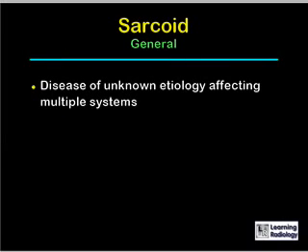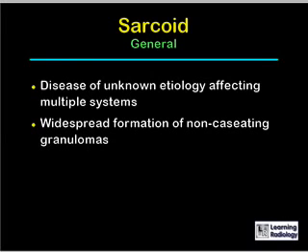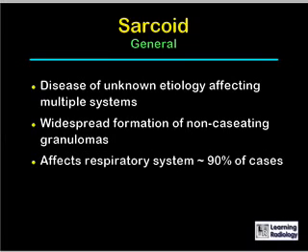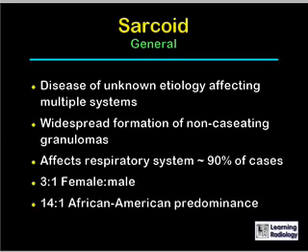Sarcoid is a disease of unknown etiology affecting multiple systems. It features widespread formation of non-caseating granulomas. It almost always affects the respiratory system. It has a 3-to-1 female to male predominance and a 14-to-1 African American to Caucasian predominance.